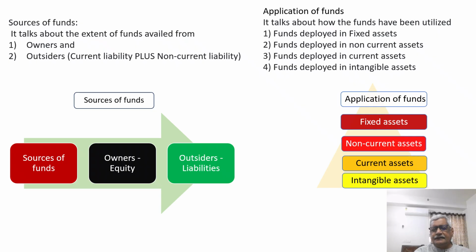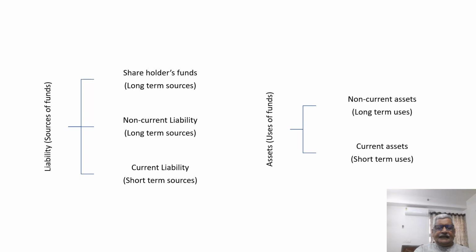Application or uses of funds talks about how the funds are being utilized: funds deployed in fixed assets, non-current assets, current assets, and intangible assets. Among liability sources of funds, shareholders' fund is a long-term source of funds. Non-current liability is also a long-term source of funds. Current liability is a short-term source of funds. Coming to the asset side, any non-current asset is a long-term use, and any current asset is a short-term use.